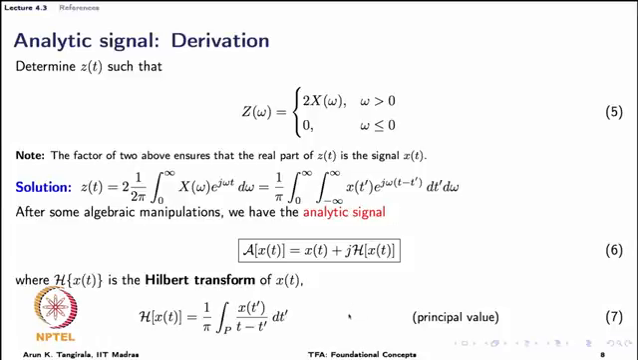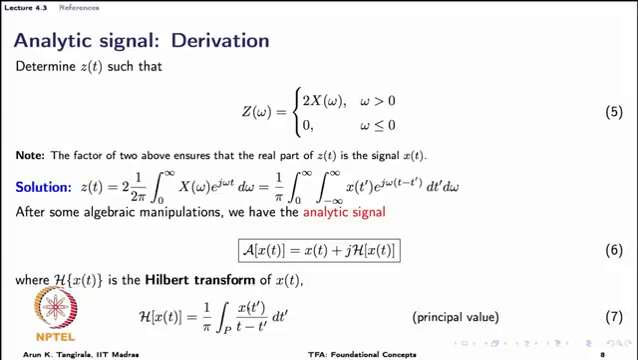And that is given here by 1 over pi times the integral of x of t prime by t minus t prime dt prime, the j term being factored out here. This integral, 1 over pi times the integral of x of t prime by t minus t prime dt prime, is known as the Hilbert transform of the signal. Now, there is a subscript p here that indicates that I am evaluating the principal value of this integral.